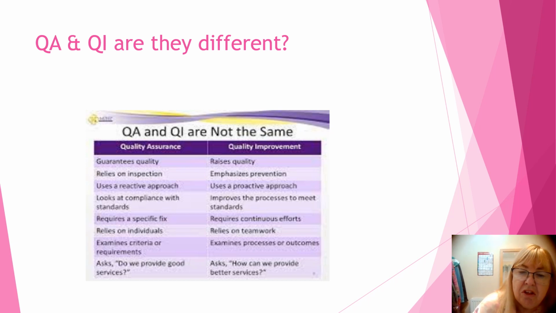Quality assurance asks, do we provide good services? Yes, no. And quality improvement, you can see it's much more wide ranging. How can we make our services better? So it doesn't matter whether our services are good or bad, we just keep wanting to make them better. So if you think about that, quality improvement is much more aspirational, and it's what we should be aspiring to.